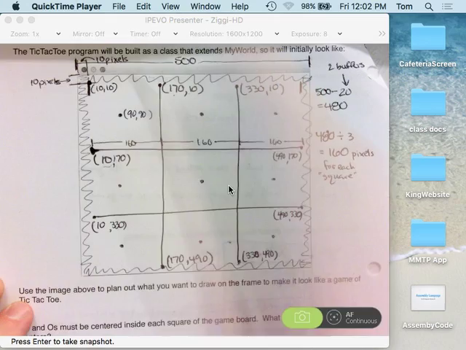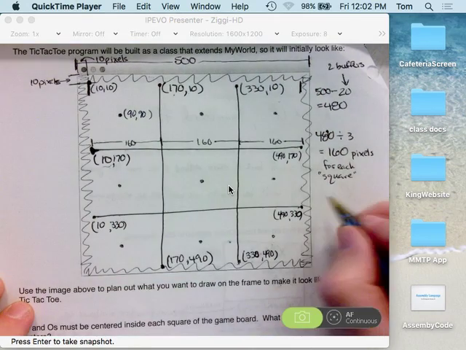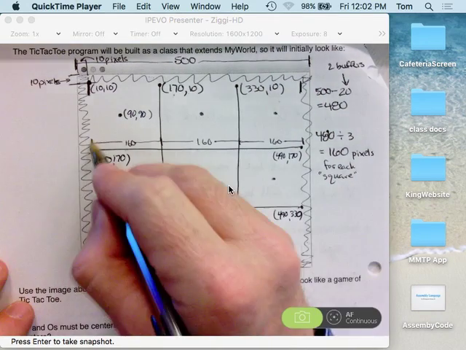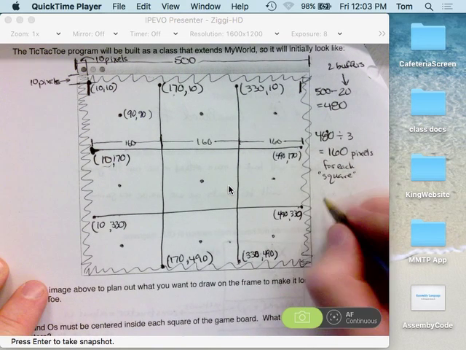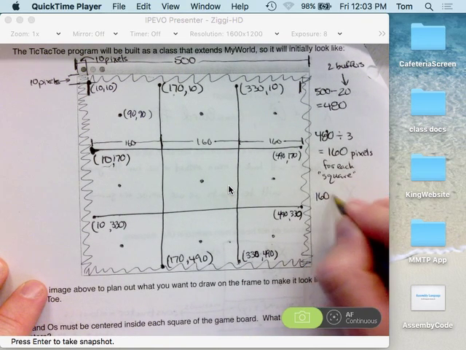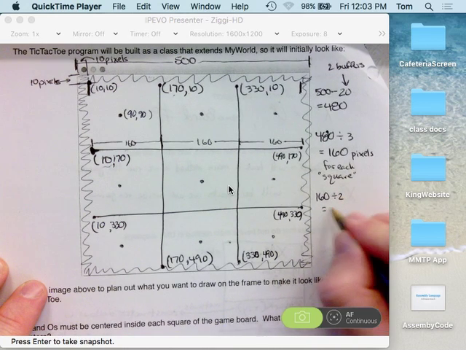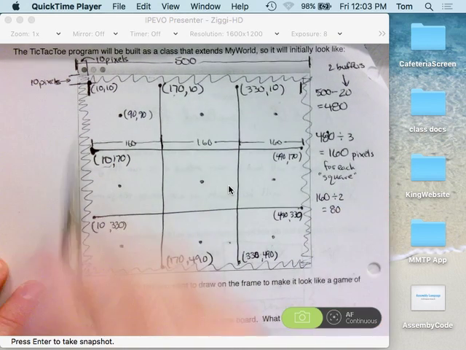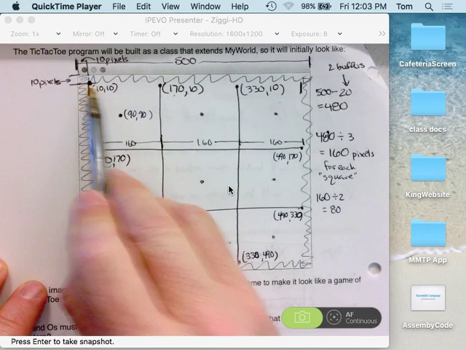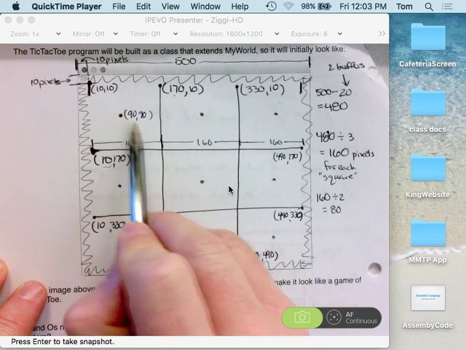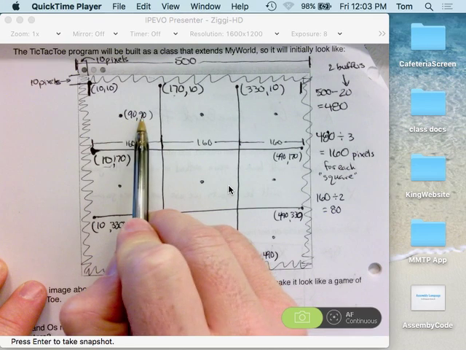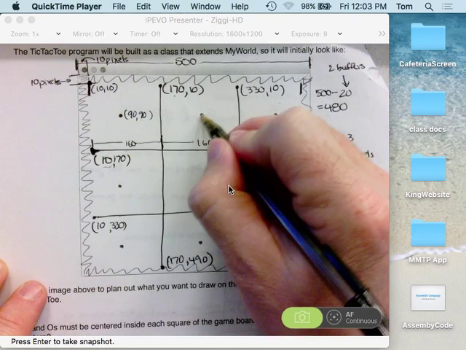And then he said we know that each of these squares is 160 wide and 160 in height, and if we divide 160 by 2, we get 80. So if I start at 10 and add 80, add half, and then start at 10 in terms of y and add 80, I'm going to get to 90, 90. All right? Anybody come up with the coordinates for this point?